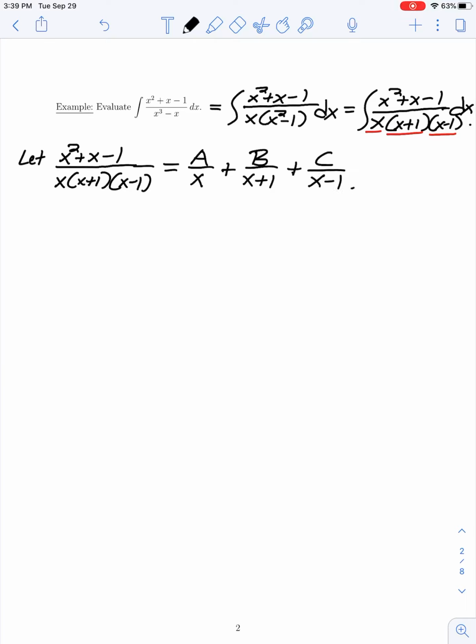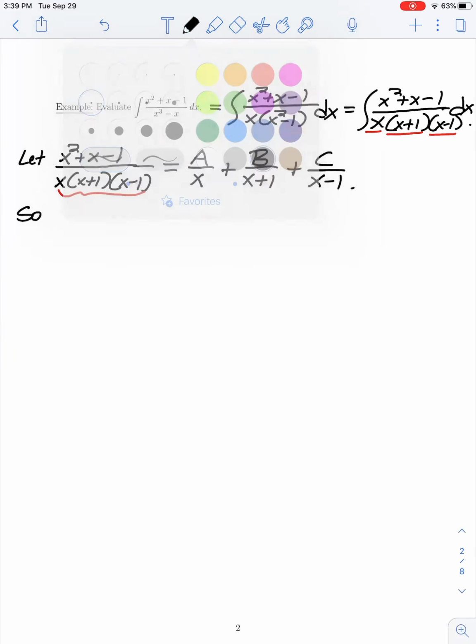x minus 1. So for each factor that appeared in our denominator, we have a term in our decomposition, which is some constant divided by that linear factor. And from here, I need to find the values of a, b, and c that will make these two functions equal one another. So to do that, I could multiply both sides of this equation by this common denominator, x times x plus 1 times x minus 1.